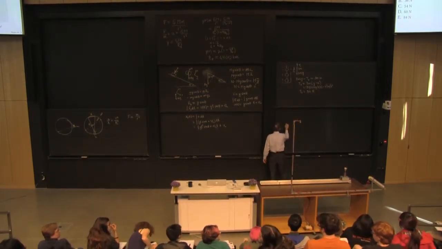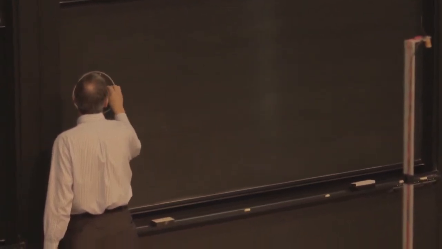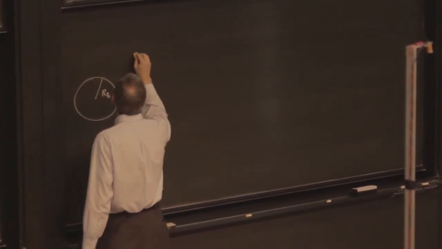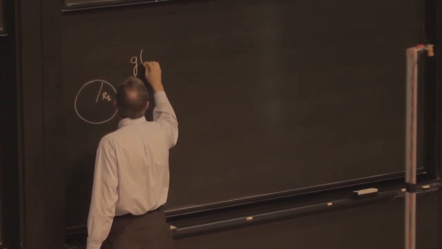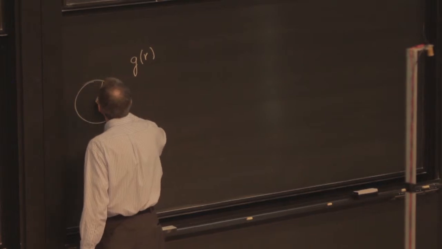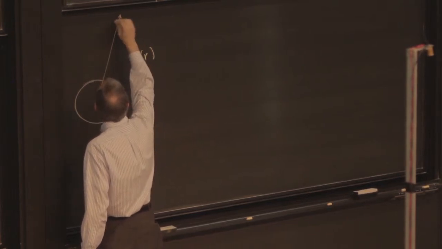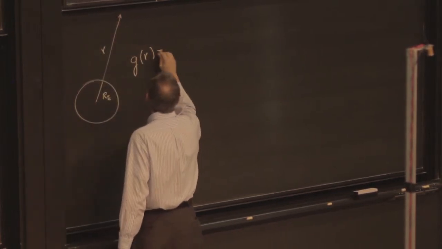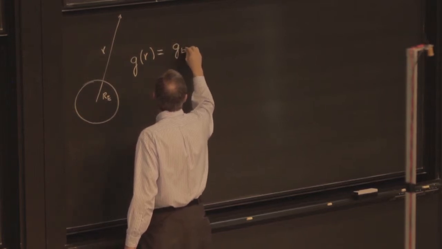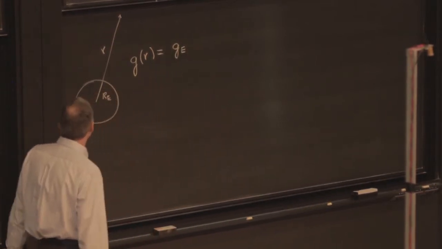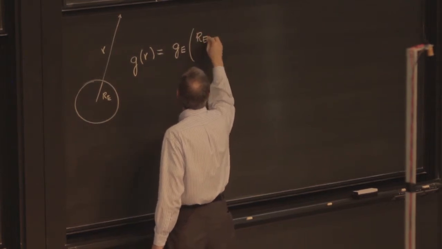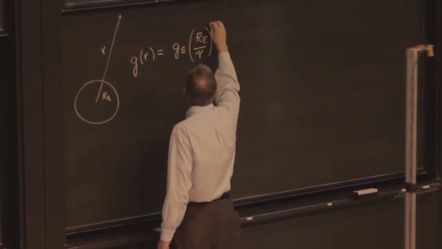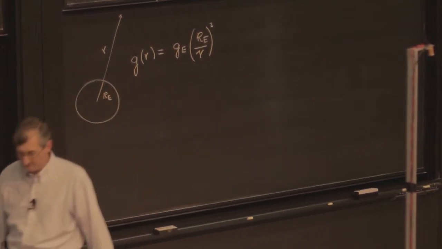Okay, so we have g at the surface of the Earth. g at a distance r should be g at the surface of the Earth times the radius of the Earth over the radius squared. Let's see if we believe that.